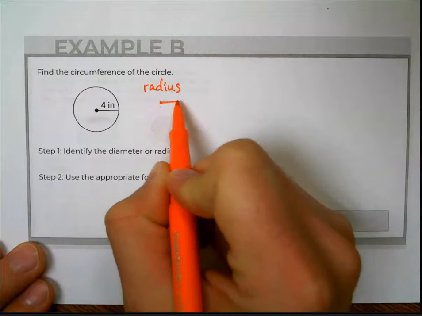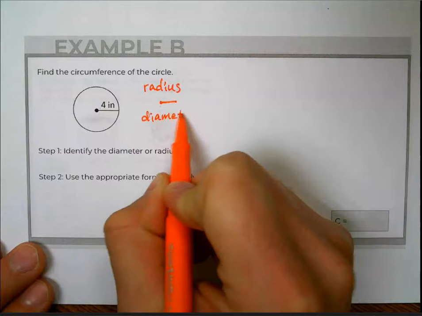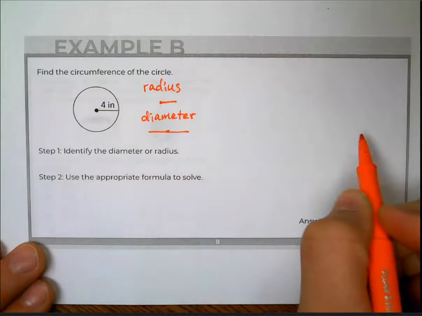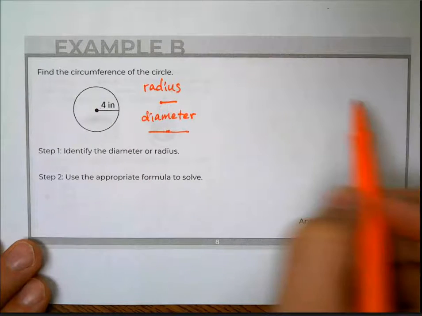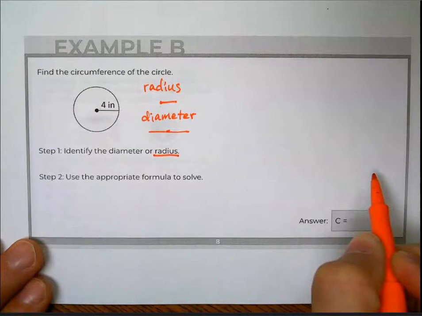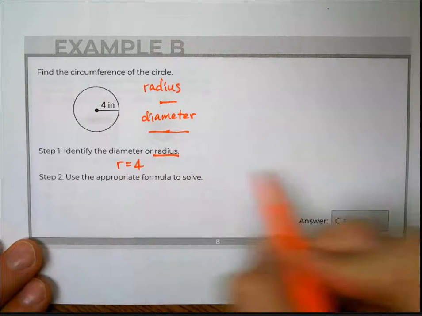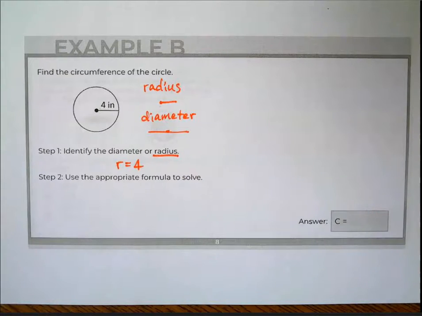That one goes only halfway across. Diameter, that's a much longer word. That's the longer line. Diameter goes all the way across. So this one only goes halfway across. So that means this one is the radius. So our radius equals 4 inches. That was step 1. We identified the information that we were given in that picture.